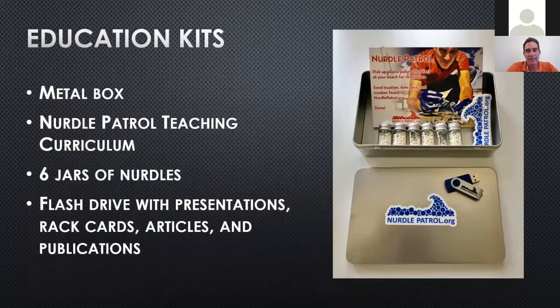We got a lot of teachers who said, you know what, we want a Nurdle kit, but we're not going to be taking our students out to do surveys. We just want to teach them about plastics getting into the ocean. So we said, well, let's make an education kit. These education kits have 6 vials of Nurdles in them, and a flash drive with the curriculum that gets students into groups and talks about how plastics get into the ocean and what some of the impacts are. Then they develop their own solutions for how to prevent that from happening. It's a real good interactive teaching tool.